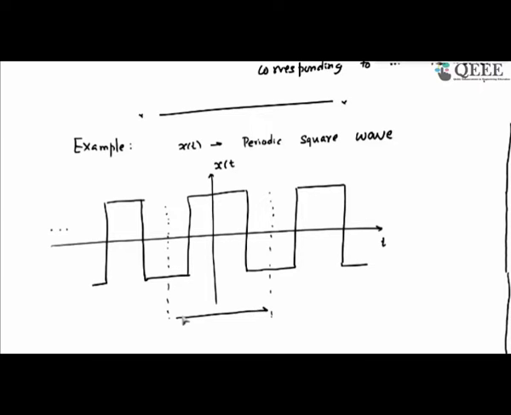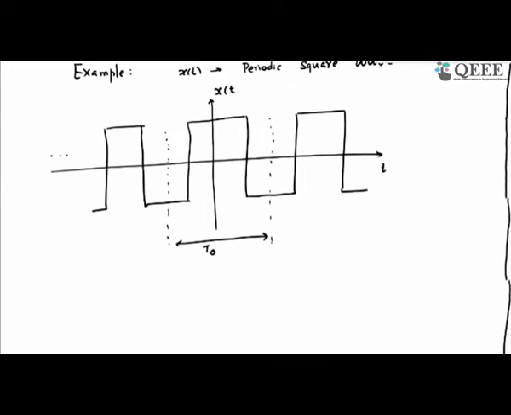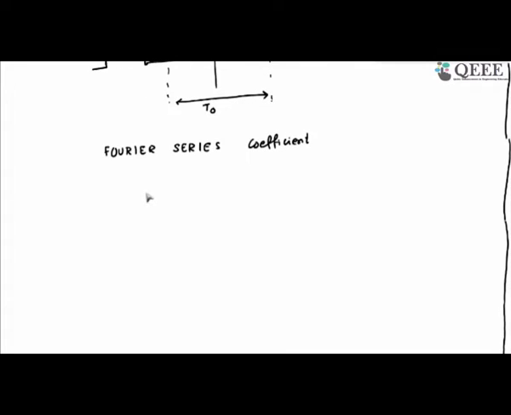T naught is the notation for the fundamental period. Now for this signal, let us find the Fourier series and try to understand how the convergence is working. We know the formula to find the Fourier series coefficients. You have a sequence of Fourier series coefficients, where a_k is the coefficient for the kth harmonic.